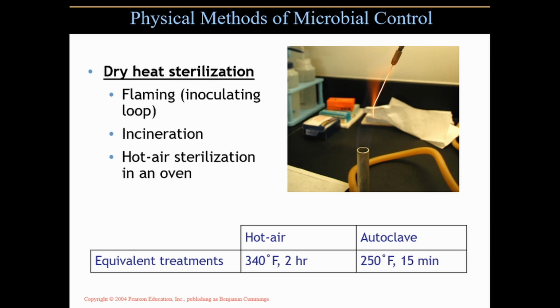And so I have equivalent treatments here, and I meant to say that on the last slide. Equivalent treatments are treatments that achieve the same thing, in this case sterility. So if you use just plain hot air, 340 degrees for 2 hours in an oven, say, for example. An autoclave will achieve the same thing at 250 degrees Fahrenheit for 15 minutes. So you can see the difference between the two. Less temperature for autoclave and a much shorter time as well.